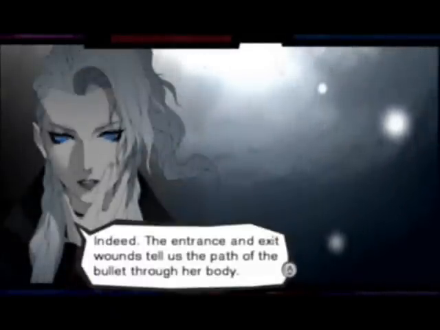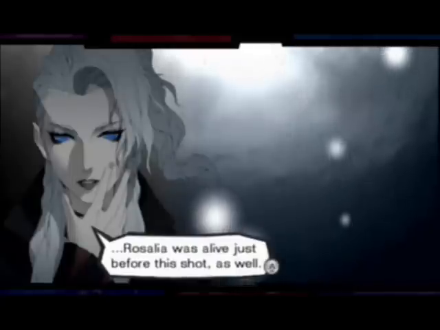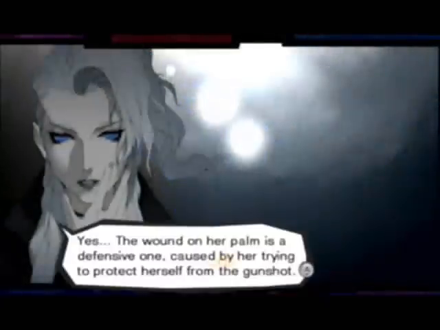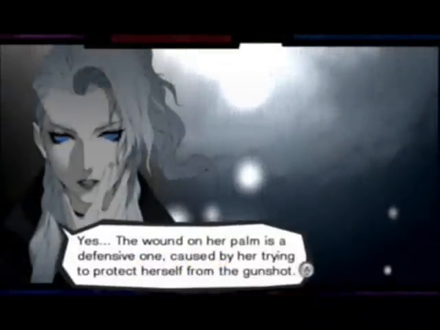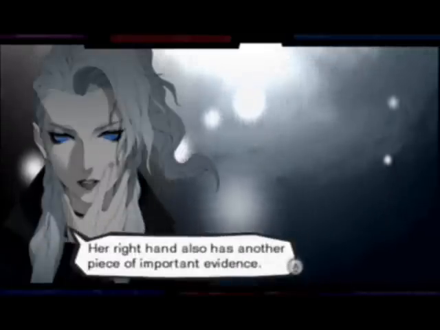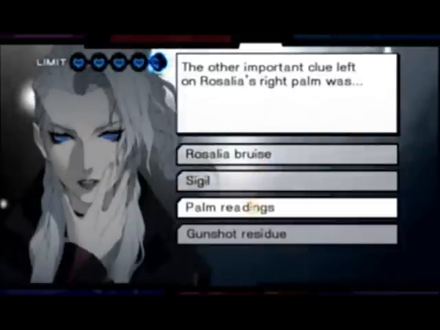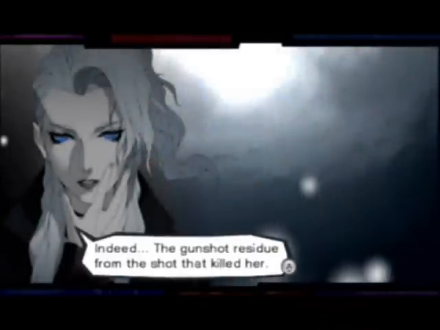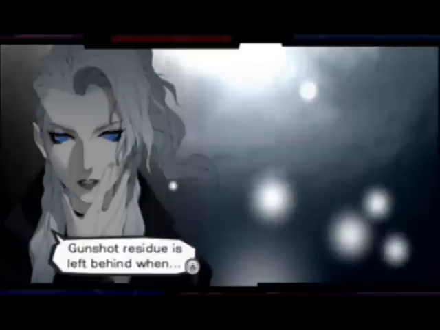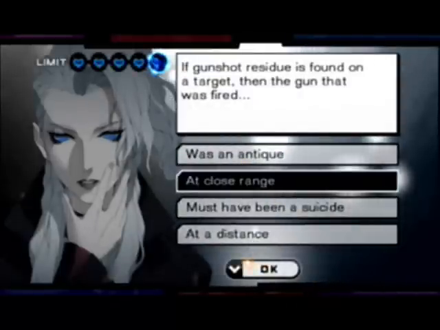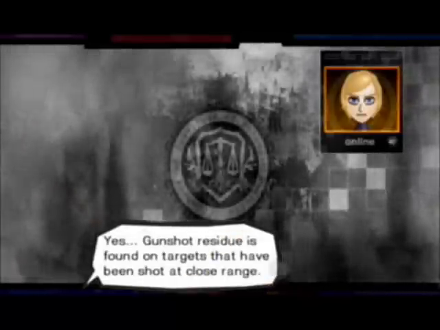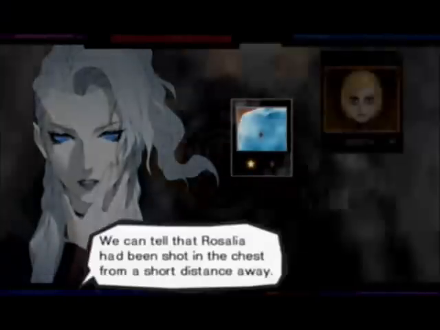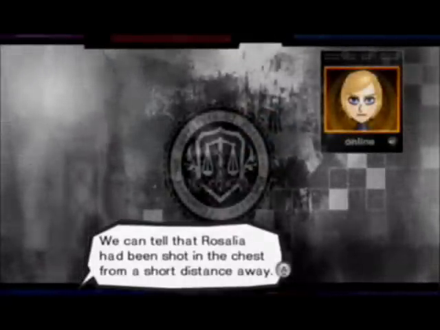Indeed, the entrance and exit wounds tell us the path of the bullet through her body. Rosalia was alive just before this shot as well. The evidence for this is... Yes, the wound on her palm is a defensive one, caused by her trying to protect herself from the gunshot. Her right hand also has another piece of important evidence. That is... Indeed, the gunshot residue from the shot that killed her. Gunshot residue is found on targets that have been shot at close range. We can tell that Rosalia had been shot in the chest from a short distance away.